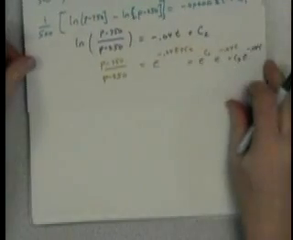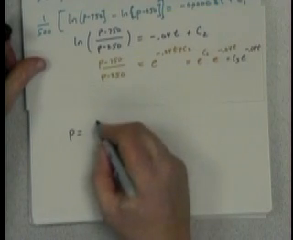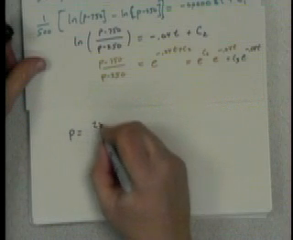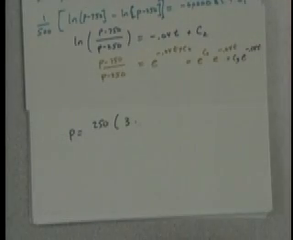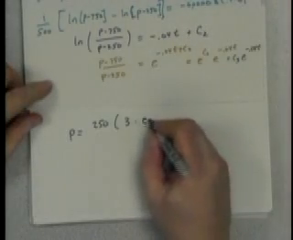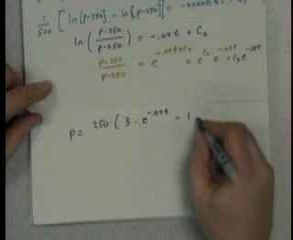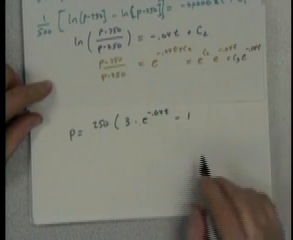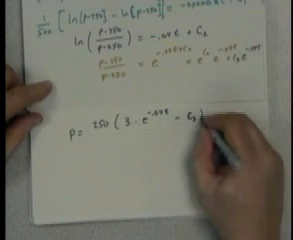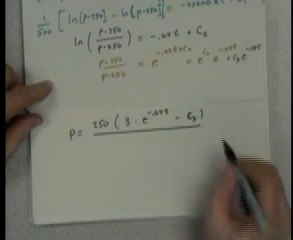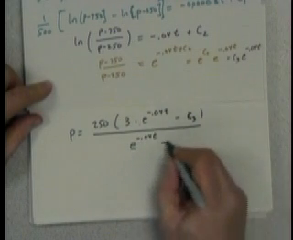I might not be as pleased with the result of the formula, but it tells me P is 250 times 3 times e to the negative 0.04t minus my C3, divided by e to the minus 0.04t minus C3.